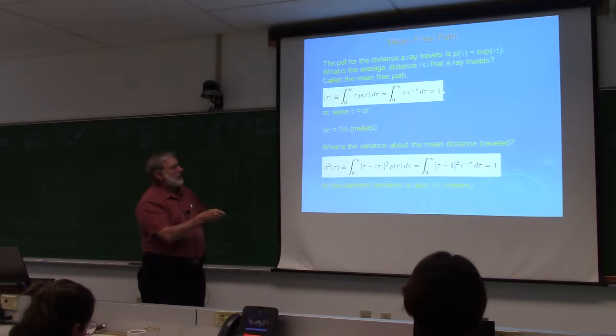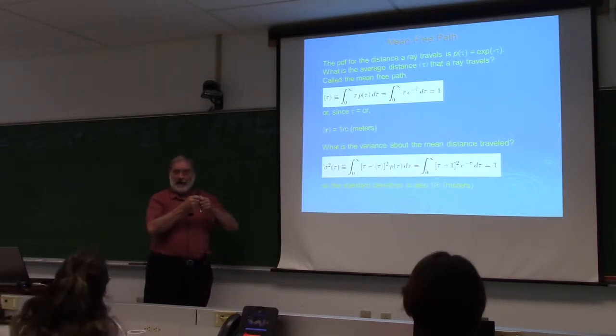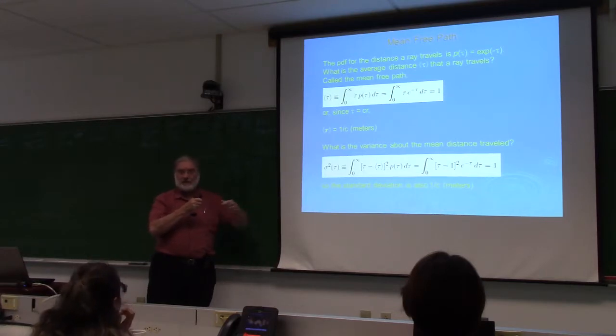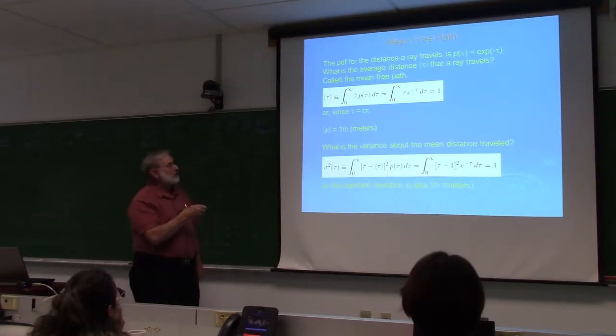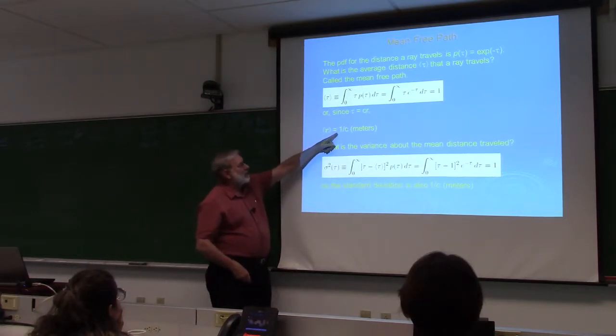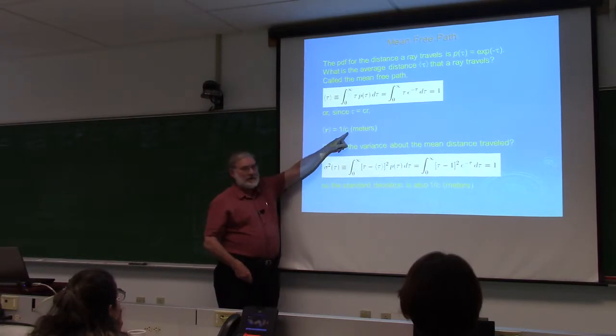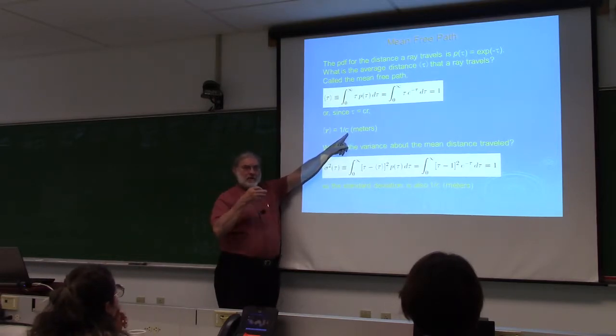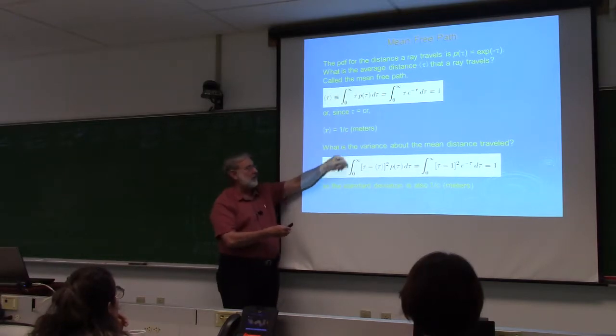Do the arithmetic there, and this turns out to be 1. So the mean free path, on average, a photon goes 1 optical path length. Or since tau is CR, we can say that R is 1 over C meters. So if you give me the beam attenuation coefficient at 550 nanometers, it's 0.1. On average, photons go 10 meters in that particular water body at that wavelength.